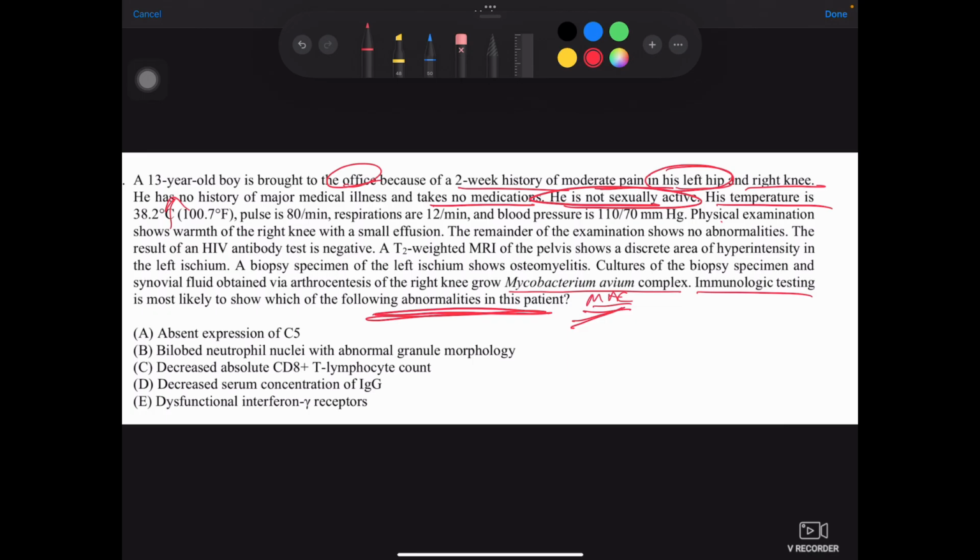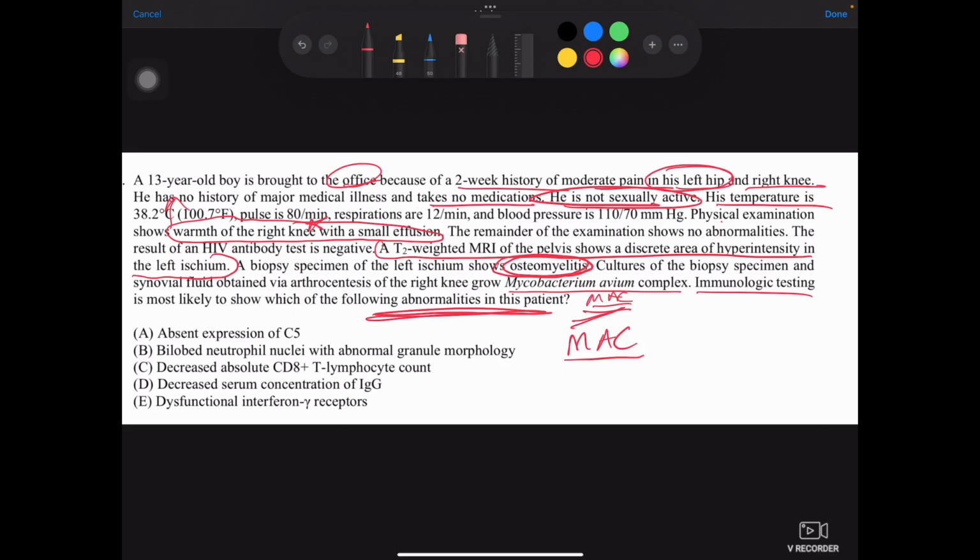Examination shows warmth of the right knee with a small effusion. The remainder of the examination is normal, and HIV is negative. T2 weighted MRI of the pelvis shows a discrete area of hyperintensity in the left ischium. Wow. Biopsy of the specimen of the left ischium shows osteomyelitis. Culture of the biopsy and synovial fluid obtained via arthrocentesis of the right knee grows Mycobacterium avium complex.